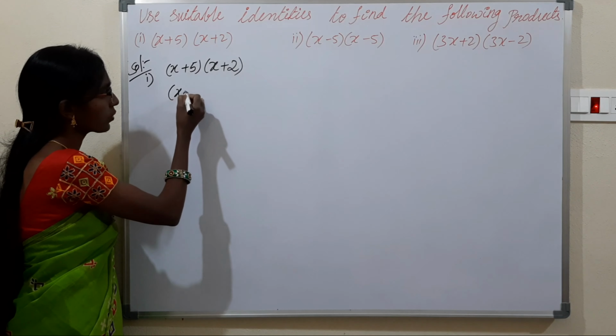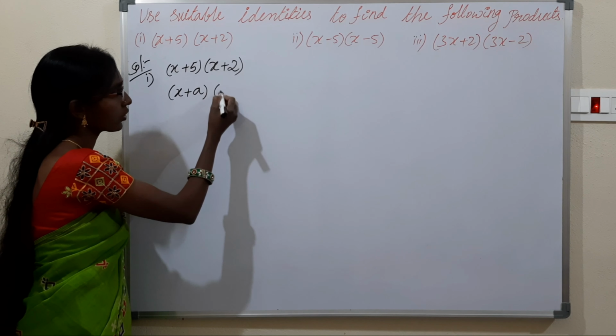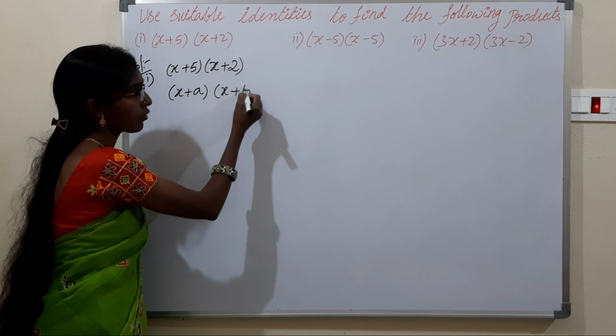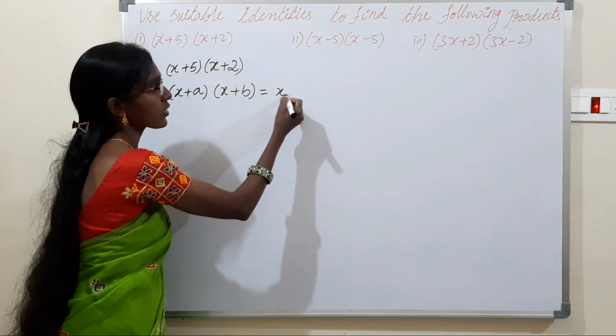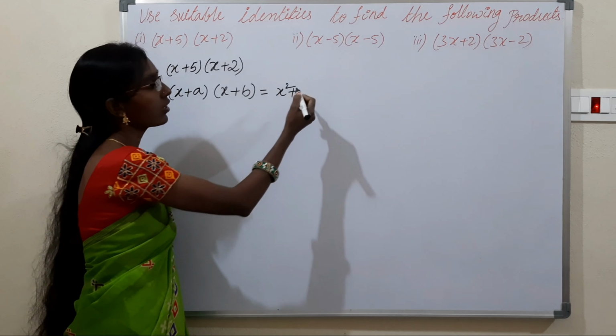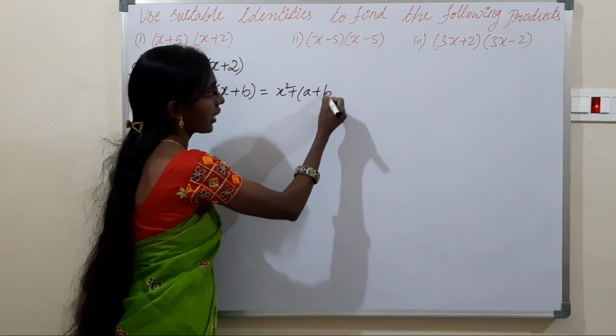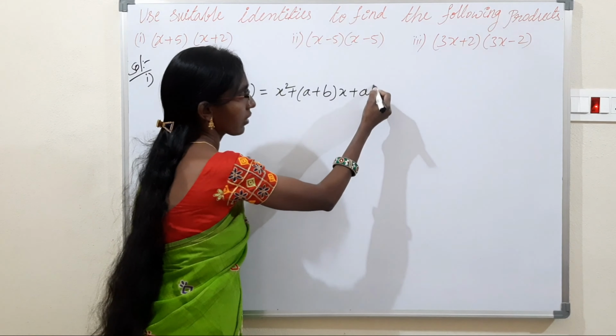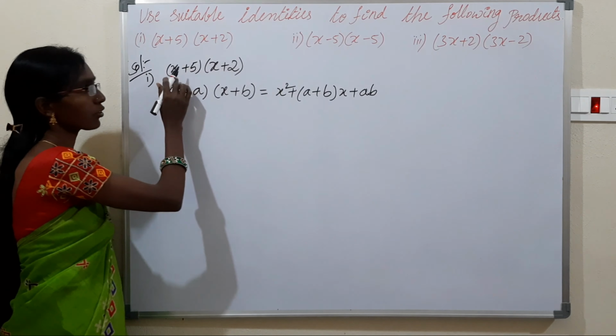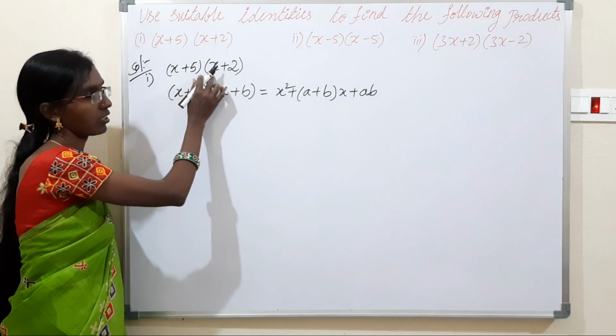We have to use the x plus a into x plus b formula, which is equal to x square plus a plus b into x plus ab. By using this identity, we have to find the product of this.